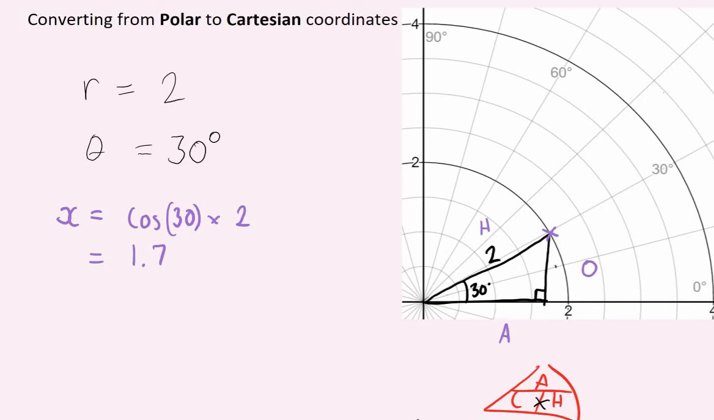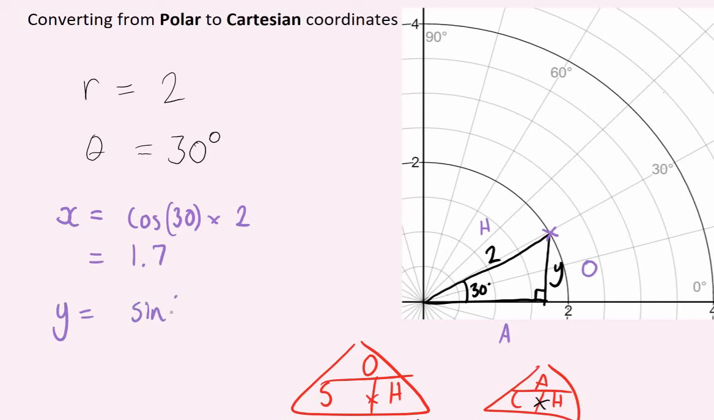And we can then do the exact same thing to work out the y coordinate. So we're done with x, we want the y coordinate now. This time we have opposite and hypotenuse, so we are going to use SOH. In the exact same way as before, we want to work out the opposite, so we cover O up, and we're left with sine of the angle times the hypotenuse. That means y is going to be sine of the angle, which is still 30, times the hypotenuse, which is still 2.